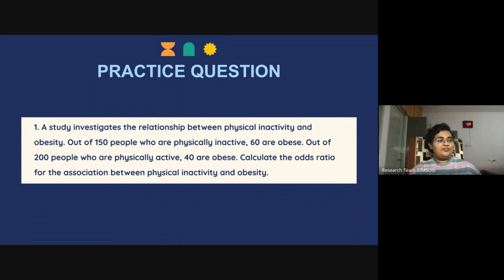So the answer is that only, because in odds ratio, we would get A into D multiplied by B into C. It's a cross product ratio, right? So when we put the numbers accordingly, we would get 60 into 160 divided by 40 into 90. That would be 2.66 or 2.67, right? Does anybody have any doubts until now?